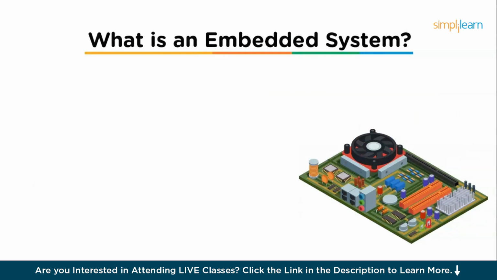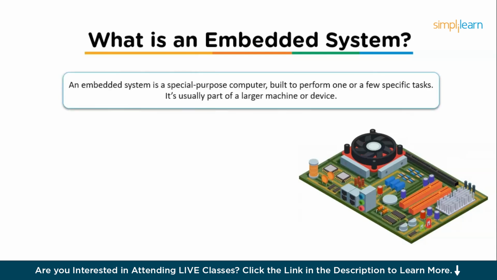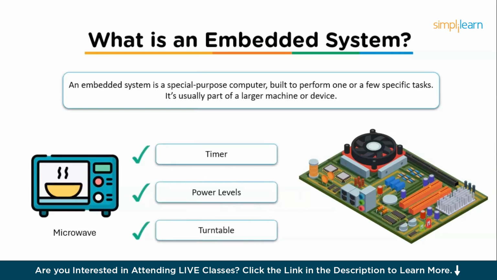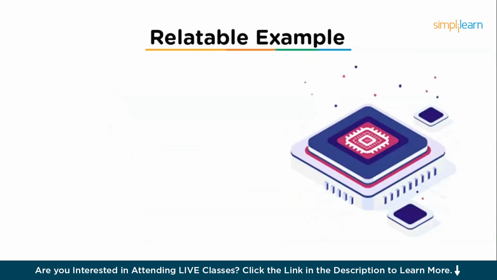It's a computer, but not the kind you use for browsing the internet or editing documents. An embedded system is a special purpose computer built to perform one or a few specific tasks. It's usually part of a larger machine or device. For example, your microwave has a tiny computer inside that controls the timer, the power levels, and the turntable, and that's an embedded system. Think of a general purpose computer like a Swiss Army knife.